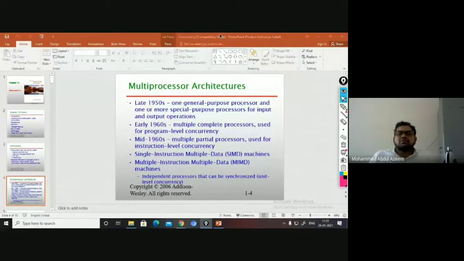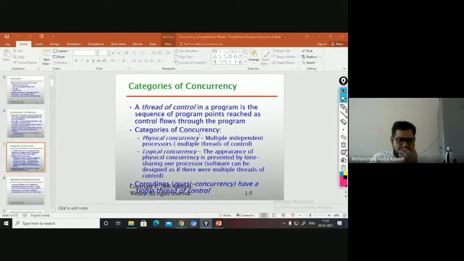In the mid 1960s, multiple partial processors were used for instruction level concurrency, like when you have multiple instructions to be executed by different processors, right? That became possible in the mid 1960s. Single instruction, multiple data stream machines also came into being. Then multiple instruction, multiple data machines also came after the 1960s, right? I have discussed all these before, taking examples. I think that is quite clear to all of you.